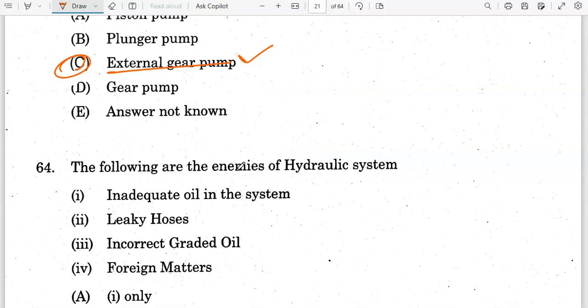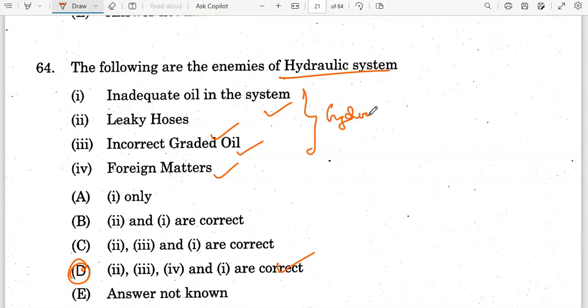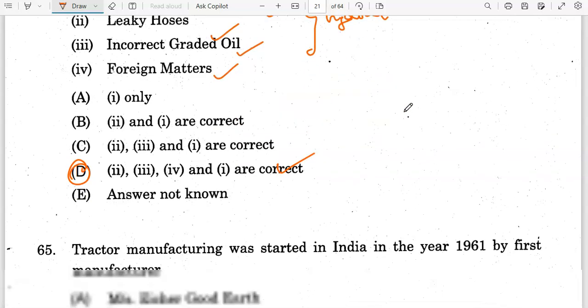So next question. The following are the enemies of hydraulic system. Let us see what the enemies of the hydraulic system are. Inadequate oil in the system, okay. Leaky hoses, this is also okay. Incorrect graded oil, this also leads to enemies of the hydraulic system. And foreign matters. So all of 1, 2, 3 and 4. So option D is the correct answer. All of them are enemies of the hydraulic system.